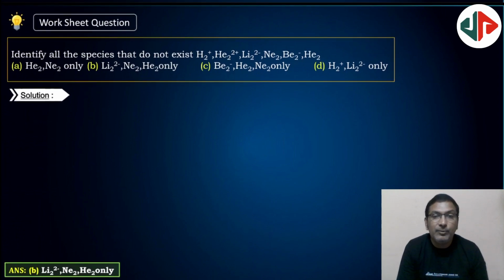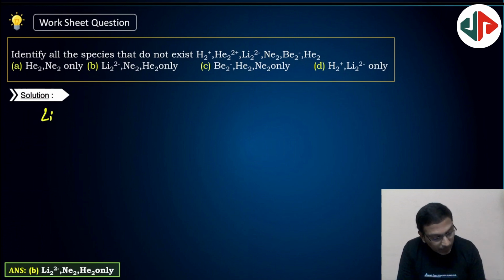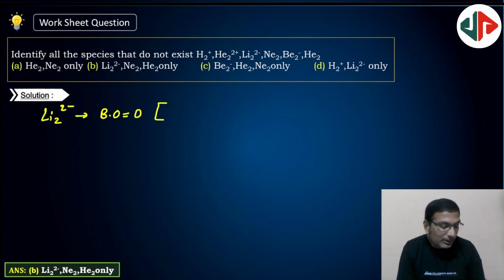This is based on MOT, molecular orbital theory. Identify all the species that do not exist. Simply, do not exist means bond order will be 0. So in case of Li2 2 minus, bond order will be equal to 0. A total number of electrons 8. That means number of bonding electrons equal to number of anti-bonding electrons. Therefore bond order 0.